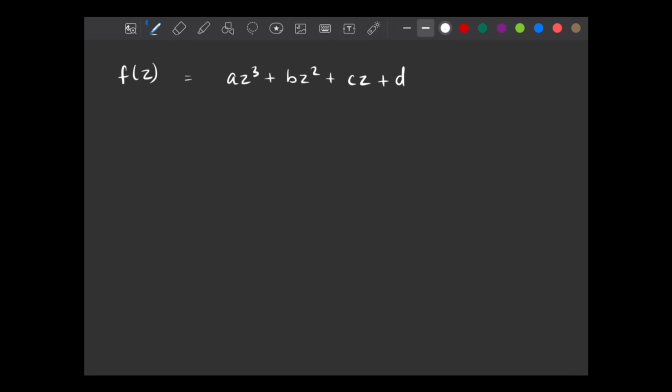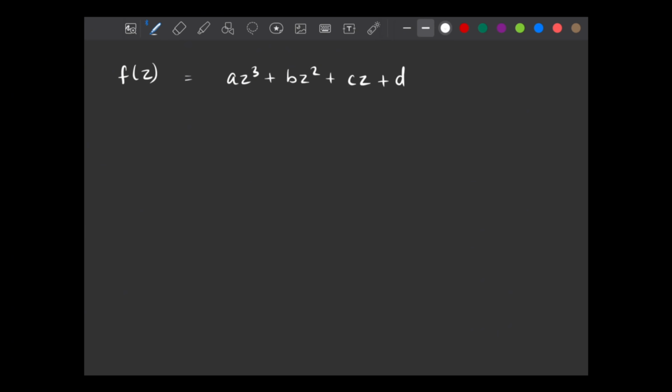And let's say it has real coefficients, so a, b, c, and d are all real numbers, then this cubic we know will have 3 roots. For a cubic equation with real coefficients, either all the 3 roots will be real, or one root will be real, and the other 2 will form a complex conjugate pair.